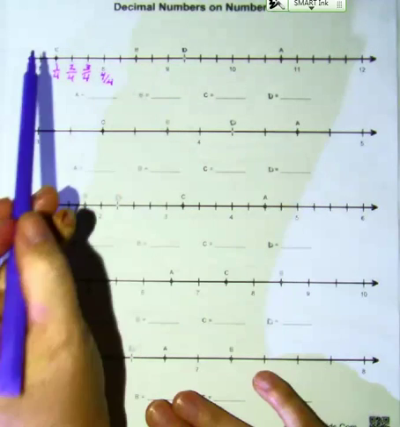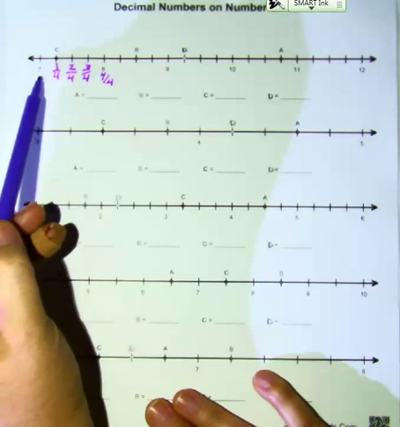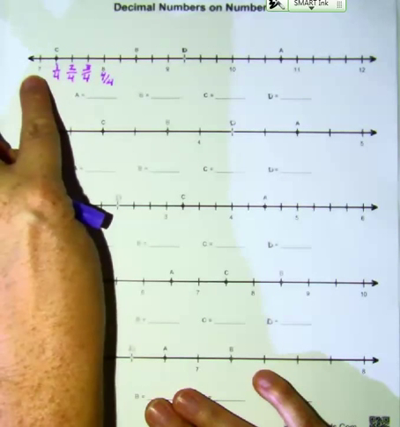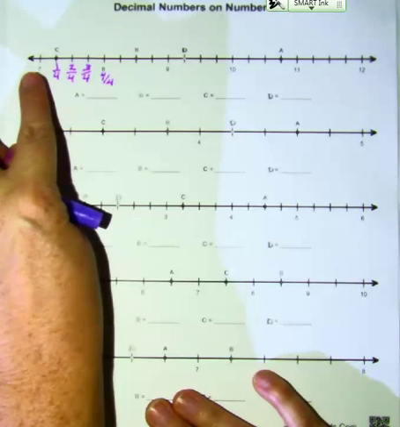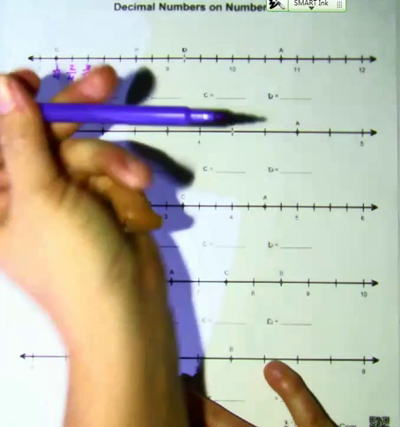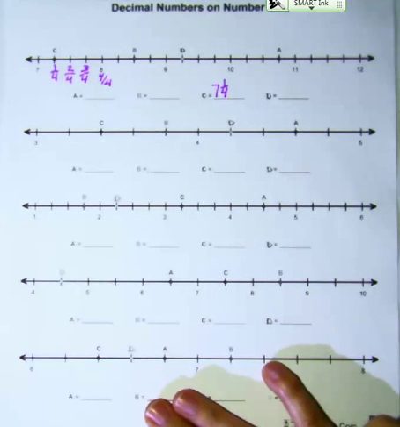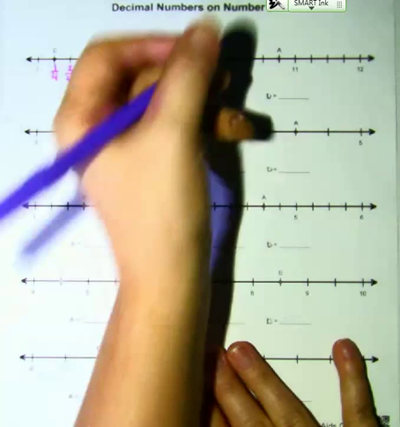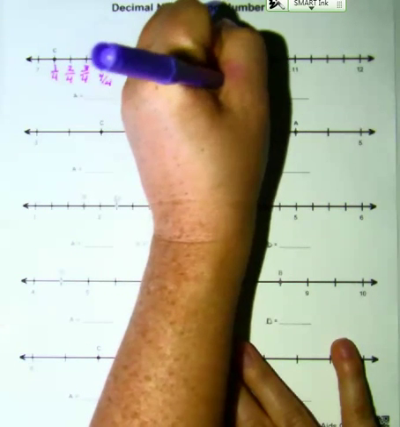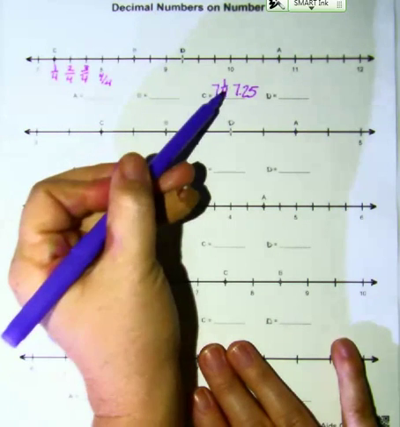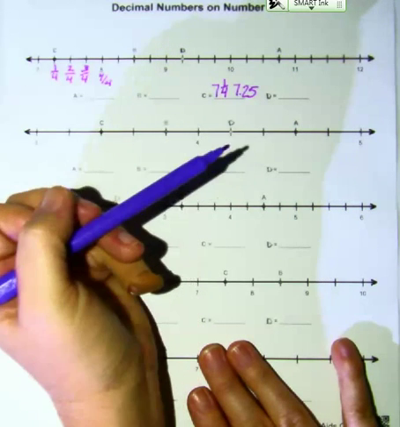So that means letter C is located at 7, that's what this number is right here. I know it's hard to see. But 7 and 1/4. And if you put that in as a decimal, it is 7.25. 1 divided by 4 is 0.25.